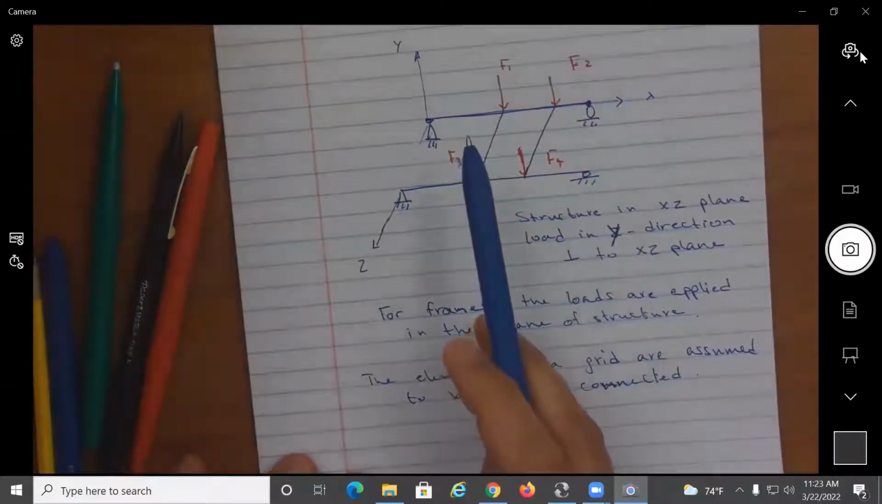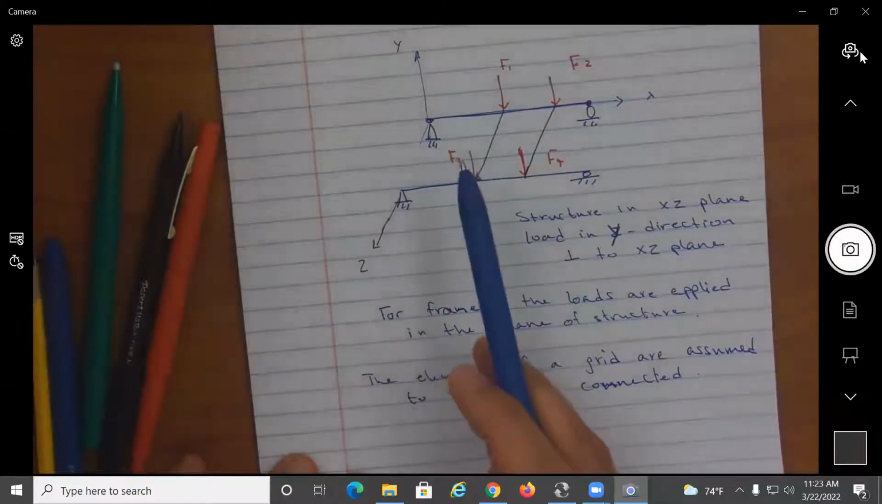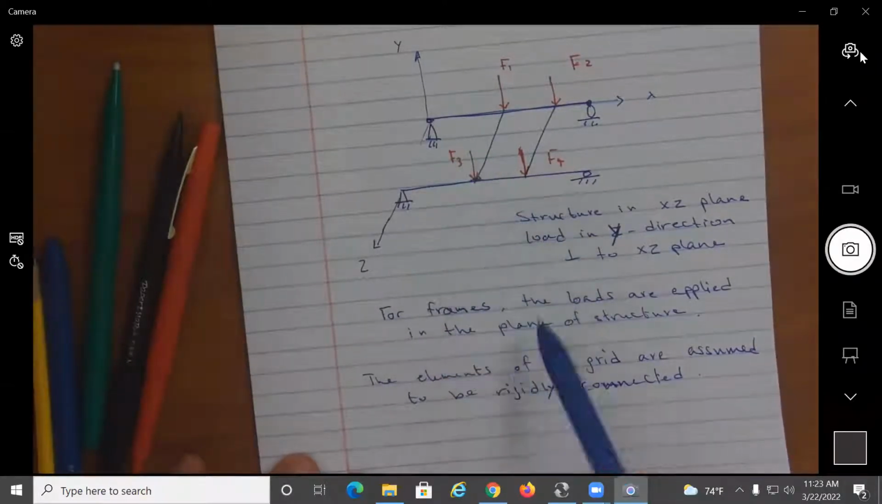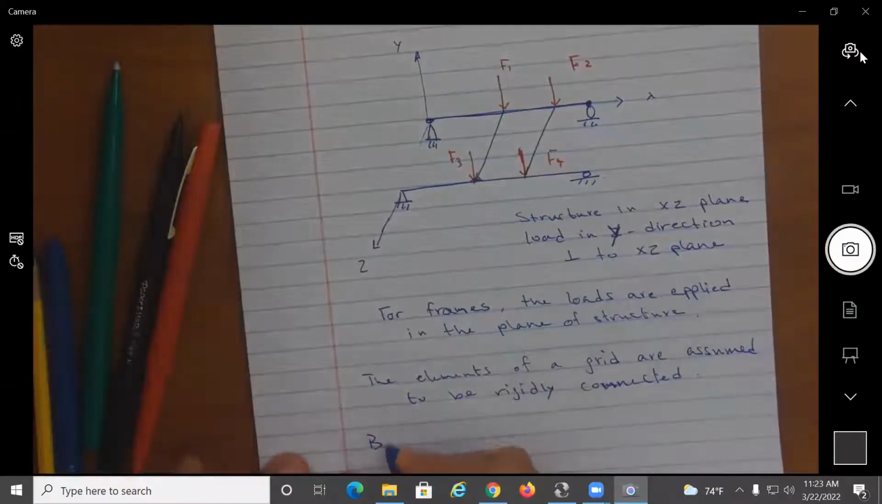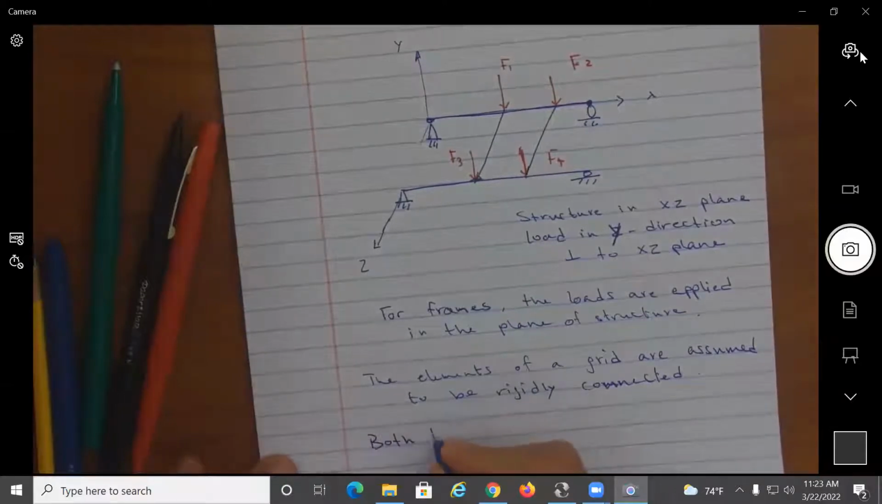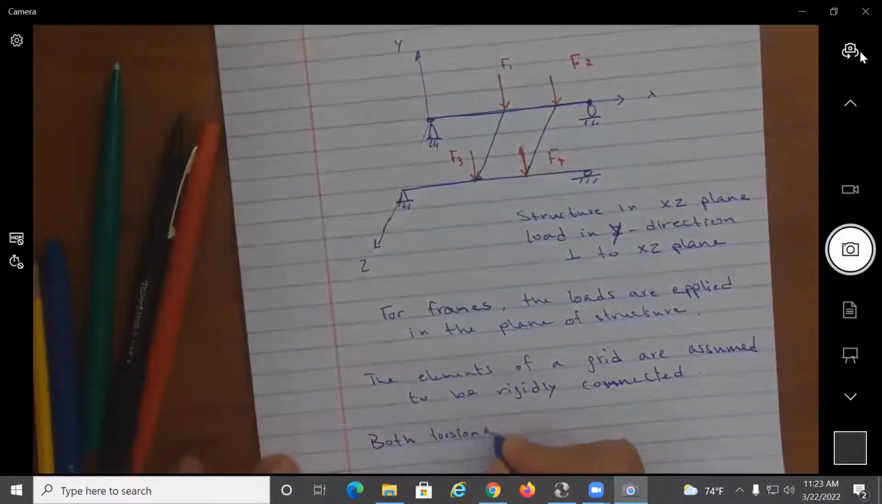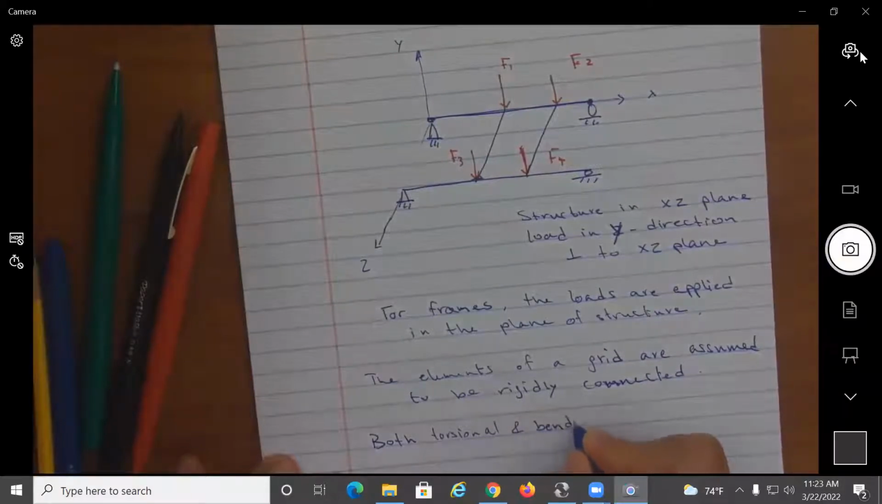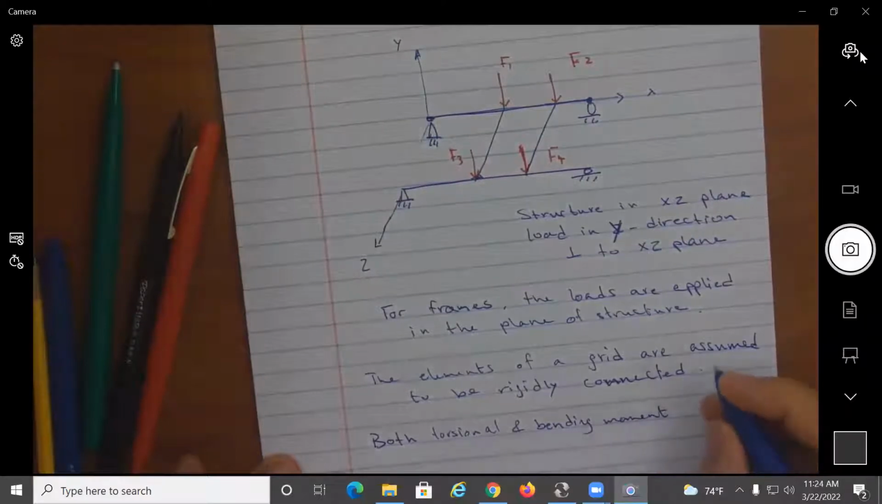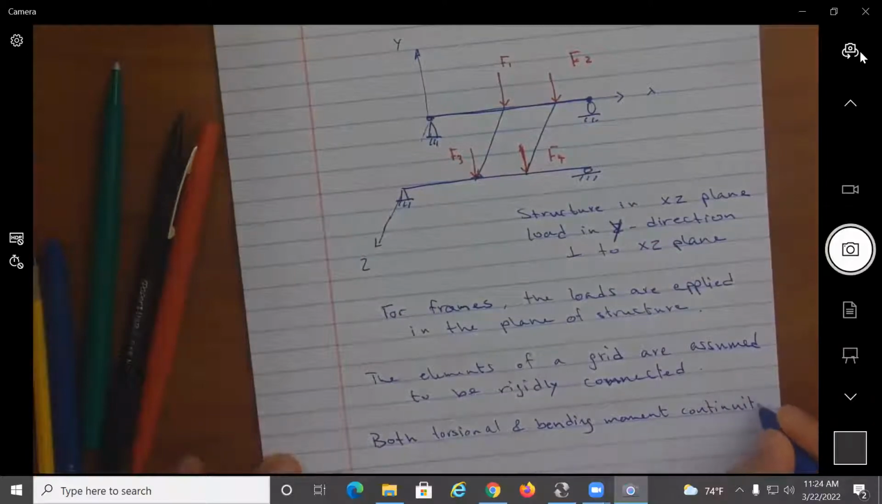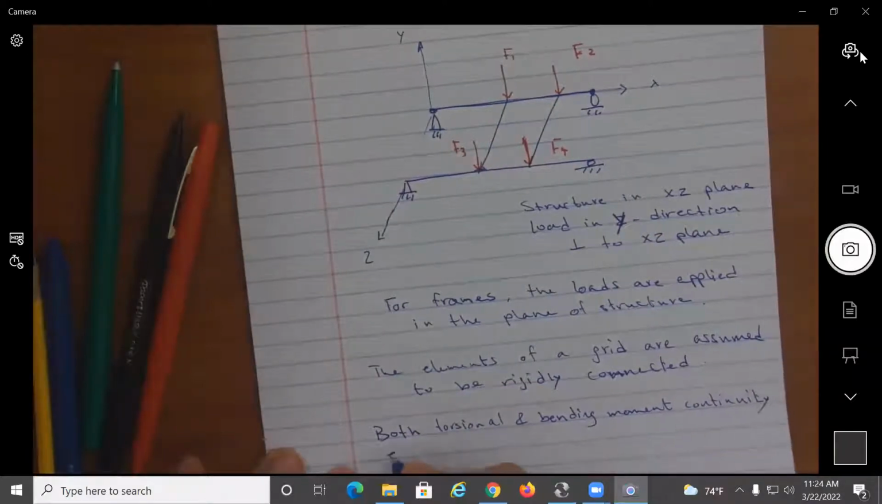Now, as you would expect, with the loads being perpendicular to the plane of the structure, not only are we going to have bending moment, but we're also going to get torsion. So both torsional and bending moment continuity exists at the node point of a grid.